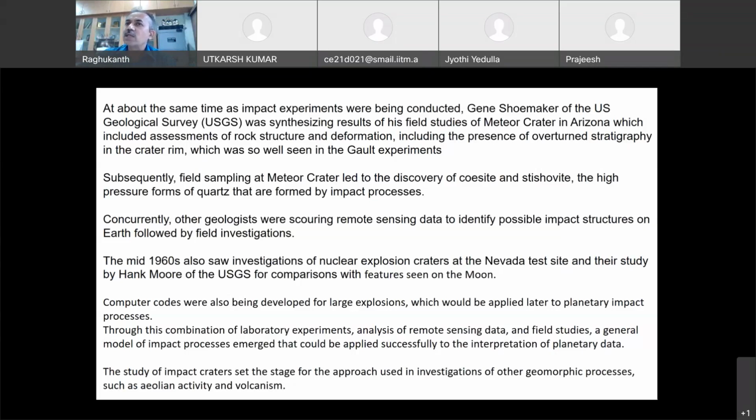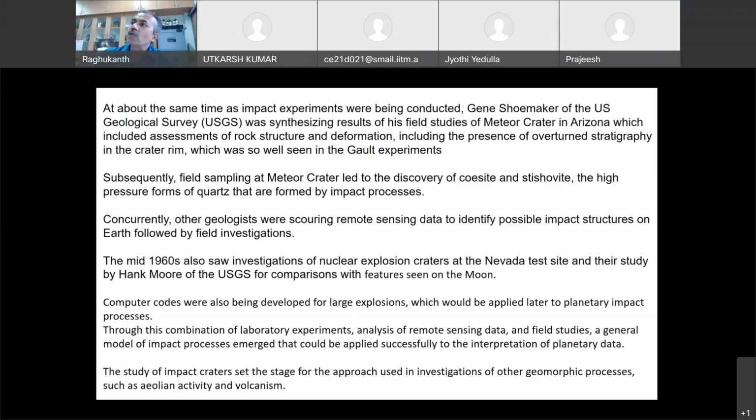In the 1960s, people started doing nuclear explosions at the Nevada test site, and the USSR also did a lot of nuclear explosions. India also did the Pokhran test, and others did too. Due to these explosions, craters also used to form, since they did nuclear testing below the earth. So you will see a crater, and people started looking for analogs between this crater and the moon's craters, trying to explain whether those were also formed by impact cratering.